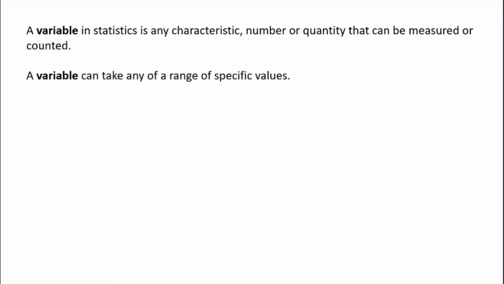Now, a variable can take any of a range of specific values, and we can usually outline what these values are going to be, or at least give a range that these values can be within. The number of times that you're late to school in a week has to take a value between 0 and 5. You can't be late less than 0 times, and you can't be late any more than 5 times. Being late to school 8 times in 5 days would be strange.